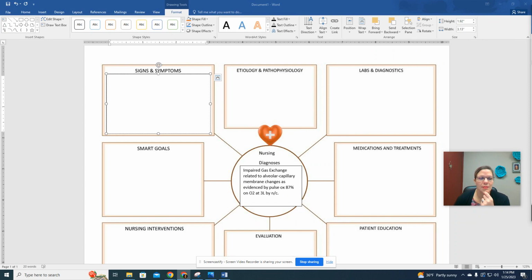As I start to fill out the rest of the concept map, I'm going to start with signs and symptoms. And we have a whole bunch of signs and symptoms, right? Let's go back to our original page on 460, and we can start documenting the signs and symptoms this patient has.